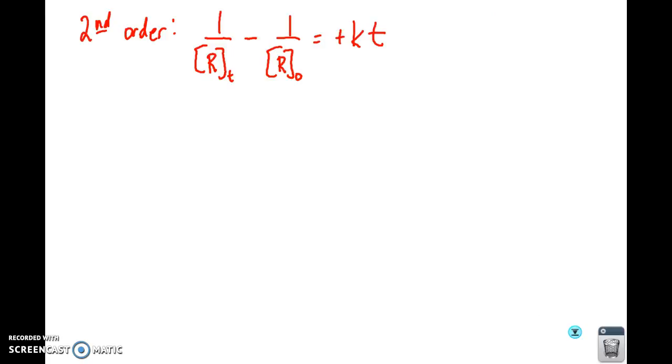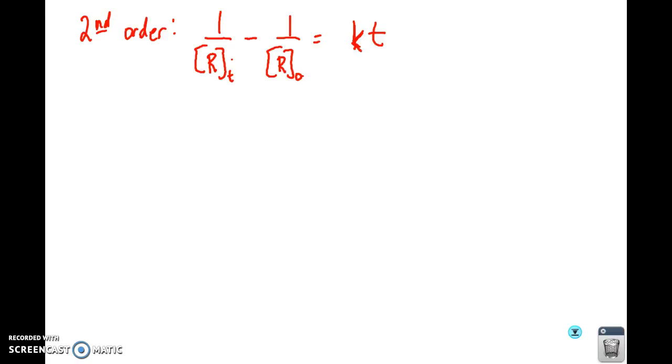So a second order equation has a little bit different of a mathematical equation to be able to solve for. In this case, we're going to take 1 over the concentration at time t, minus 1 over the concentration at time 0, and that will be equal to a positive kt. It's positive this time. Remember, before it was negative.